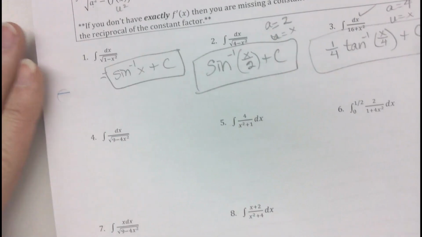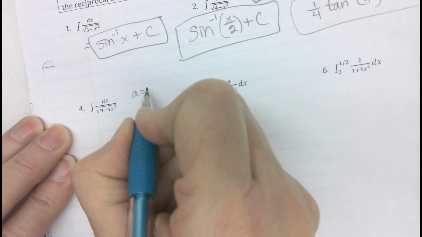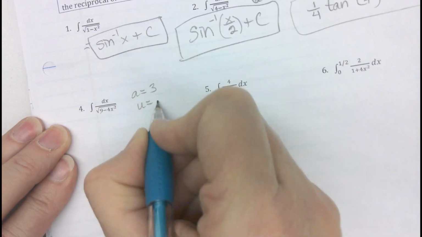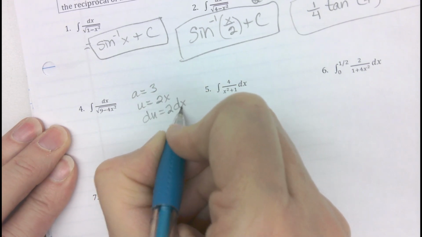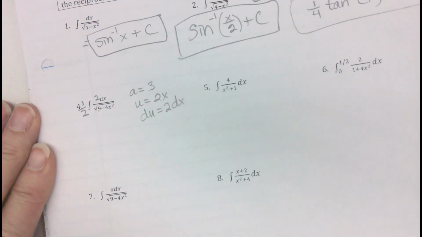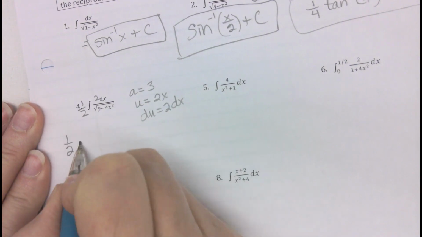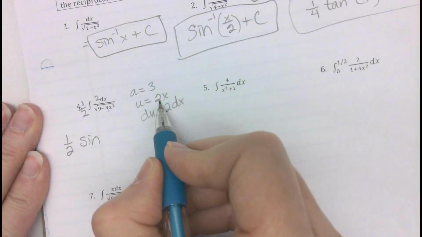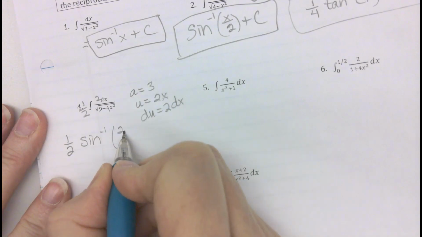I'm flying through these because I forgot to record. A is 3 because a squared is 9. What's our u here? 2x. So du is 2dx. So we need a 2 and a 1/2. So why do we just ignore the 4 in front of the x squared? Answered twice already. The 4 is 2x squared, so the 4 is taken care of. U over a.